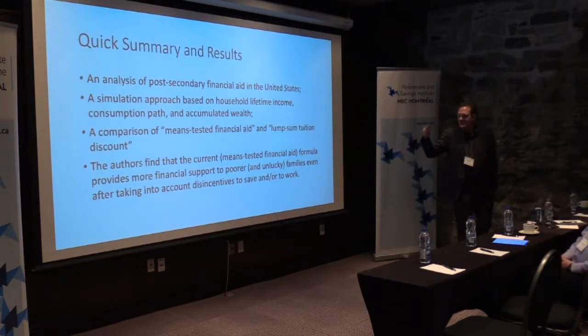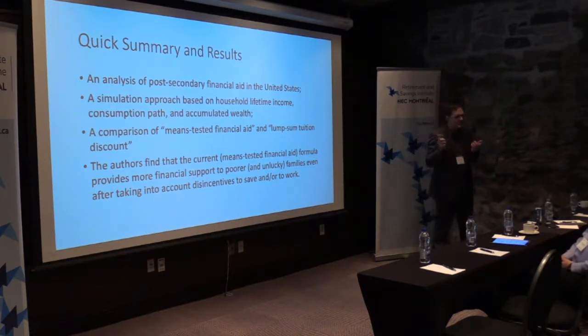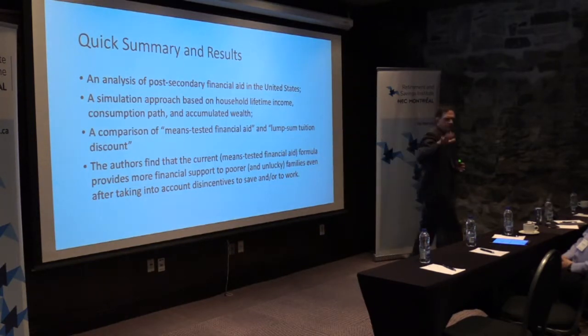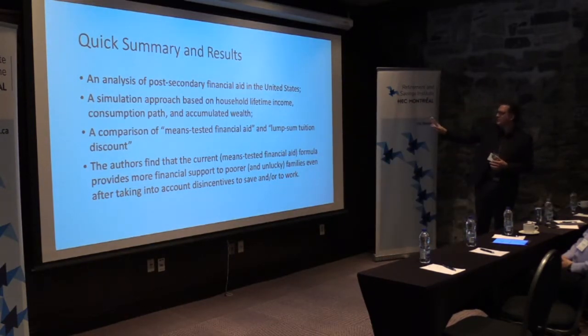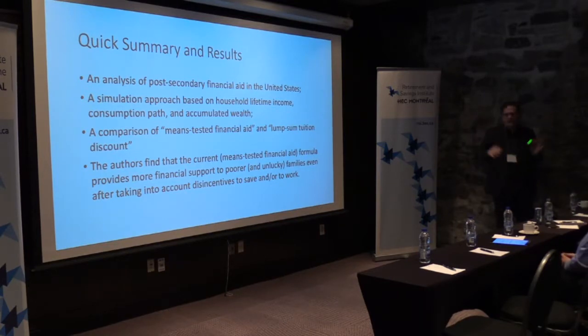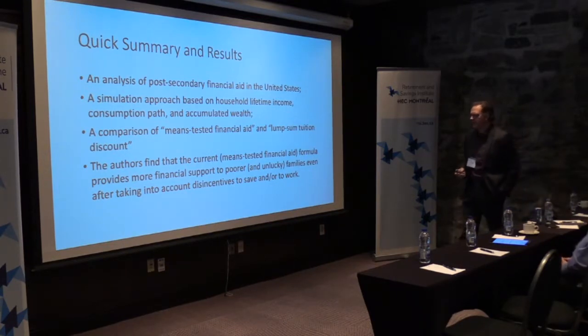So, a quick summary, just to make sure. The way I will structure my presentation is basically comparing what I will call the means tested financial aid, so the current formula, to what would be a lump sum tuition discount. These are terms that are used in the paper that Andrew didn't use in the presentation, but you can think of it as these two ways to look at it.